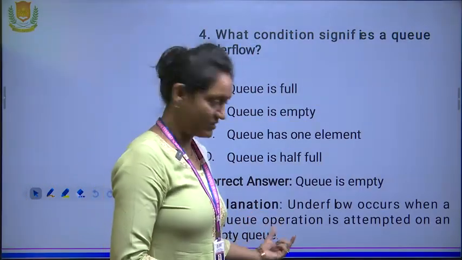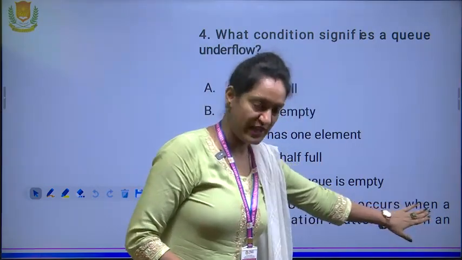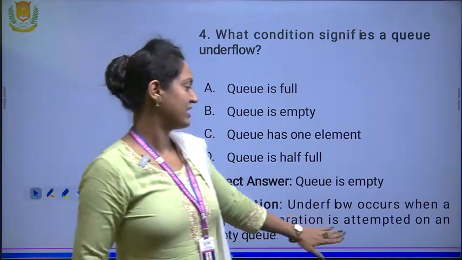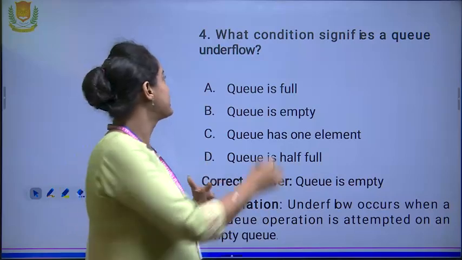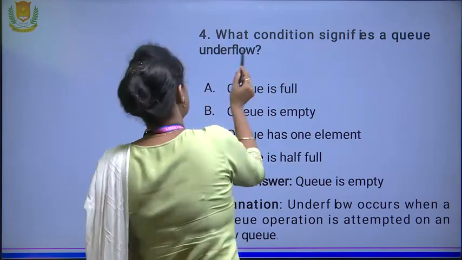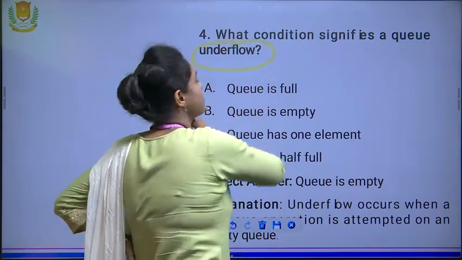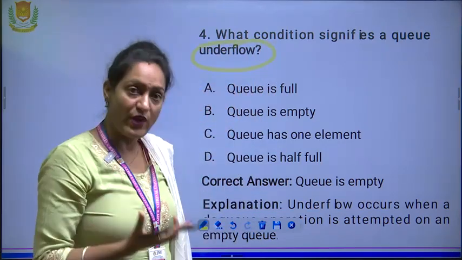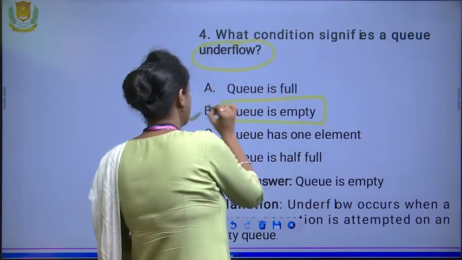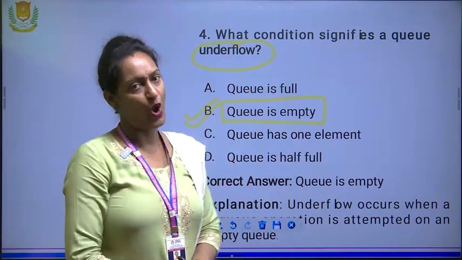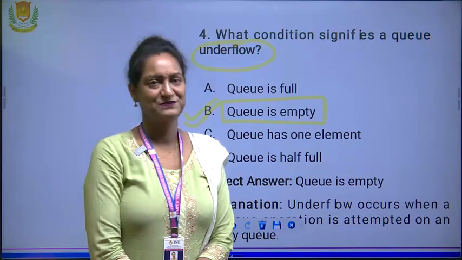So, explanation: underflow occurs when a dequeue operation is attempted on an empty queue, right? This situation will occur when we have an empty queue. So answer B is the correct option. I hope this is clear to you, right?